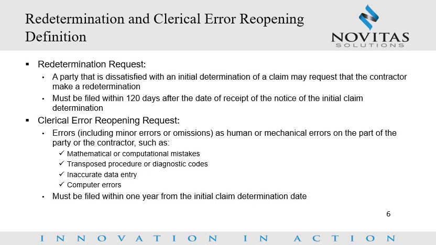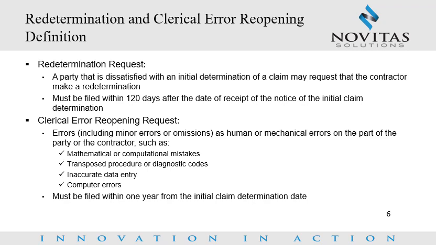A clerical error reopening or claim correction is the act of initiating a correction to a previous claim submission. This includes errors in data submission and content. However, it does not include failure to bill for items or services. Claim corrections must be submitted within 1 year from the initial claim determination.